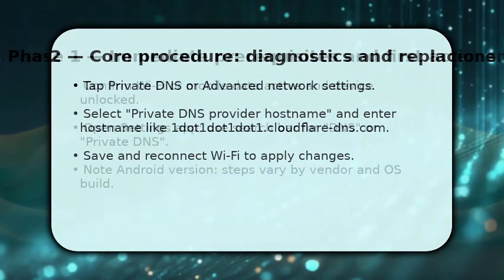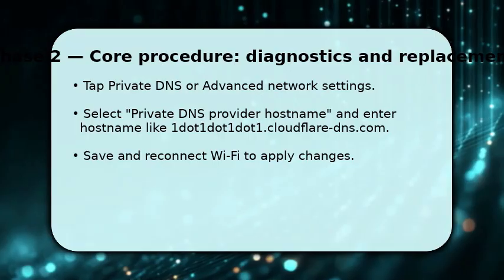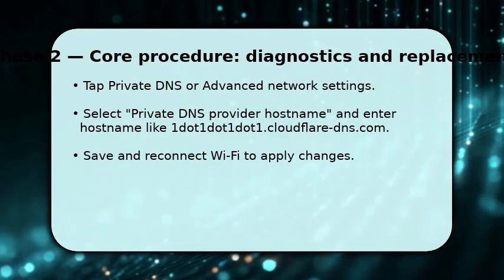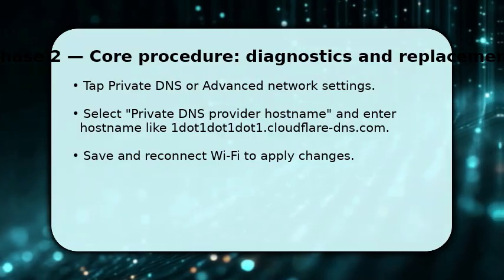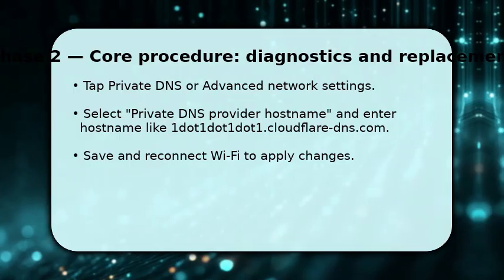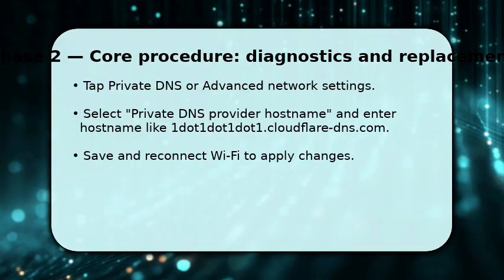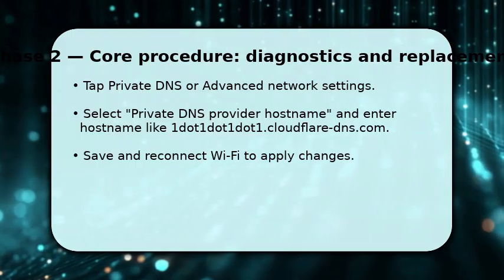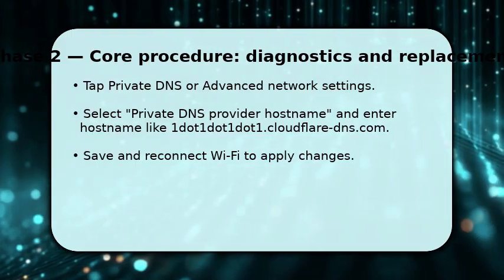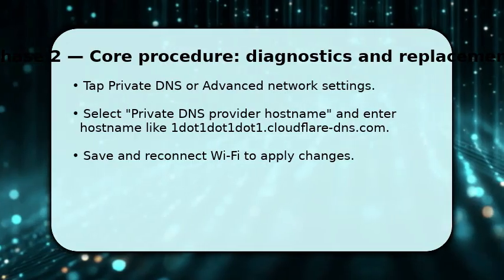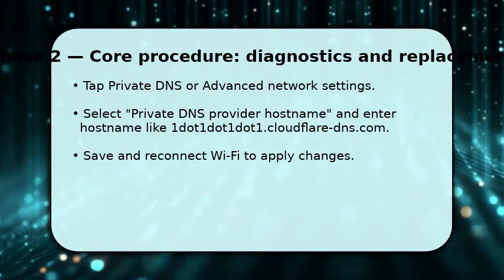Now you switch the setting. Tap Private DNS or Advanced, then choose Private DNS Provider Hostname. Enter the secure hostname provided by your chosen resolver. You type a hostname, don't use raw IPs, because Android expects a TLS host for private DNS. Once entered, save or apply and toggle Wi-Fi off and on, or reconnect to the network to force the change.